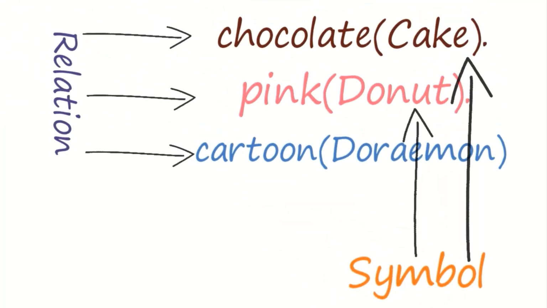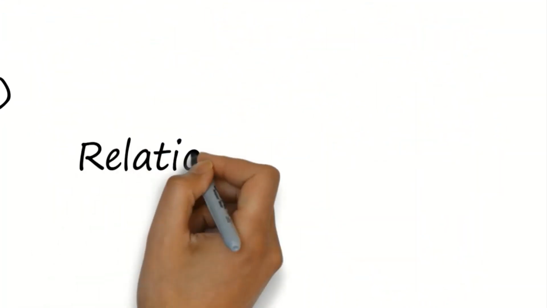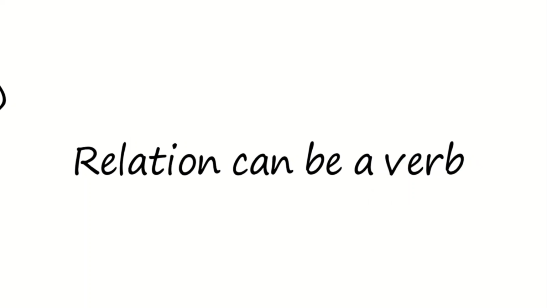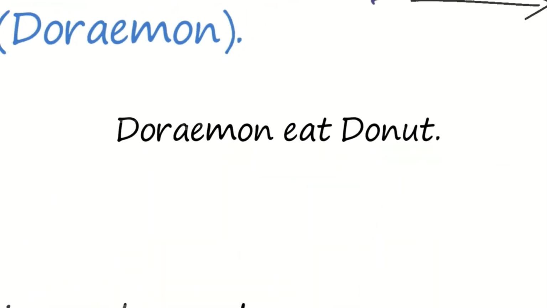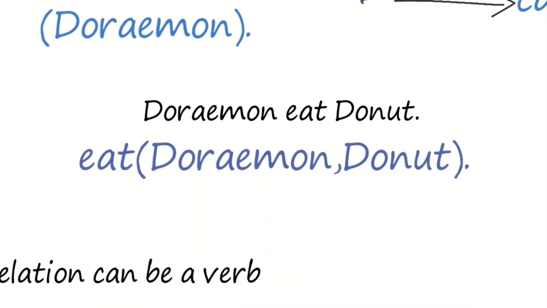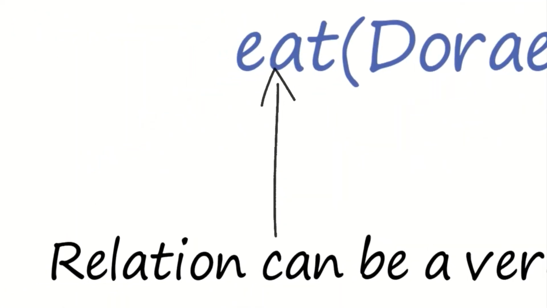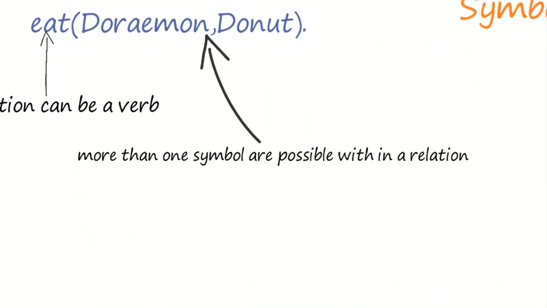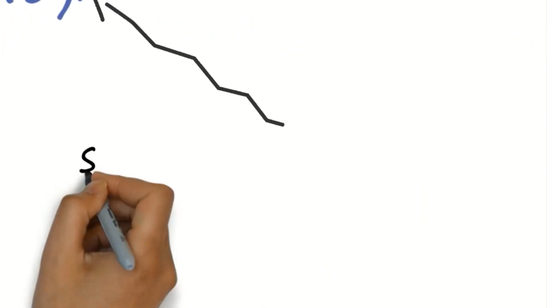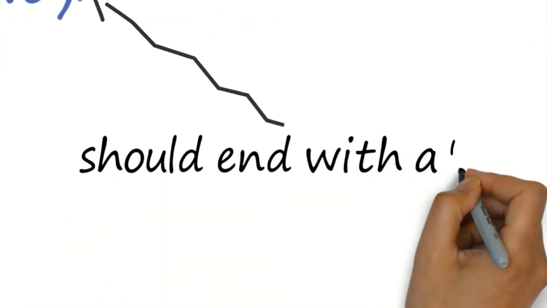However, a relation can also be a verb. For example, for the sentence Doraemon eat donut, eat is the verb, but here it is the relation between two symbols, Doraemon and donut. One point to note here is that more than one symbol is possible in a relation, which are separated by commas and end with a full stop.